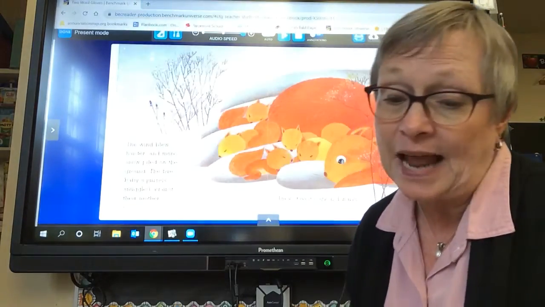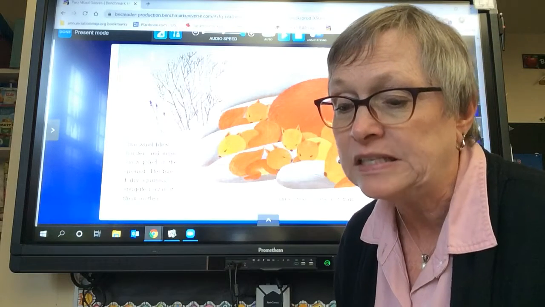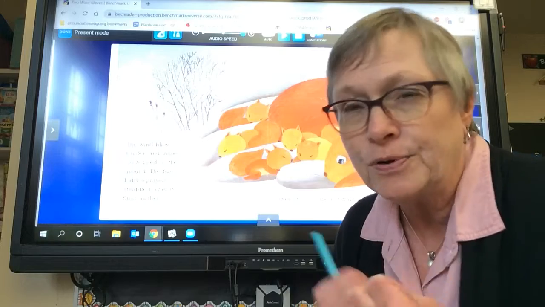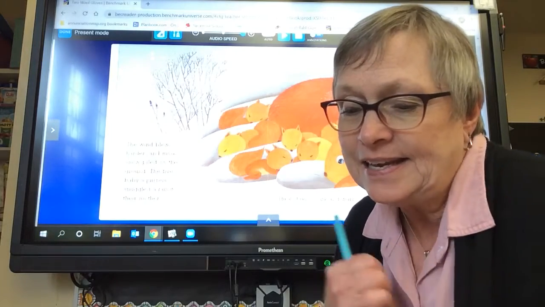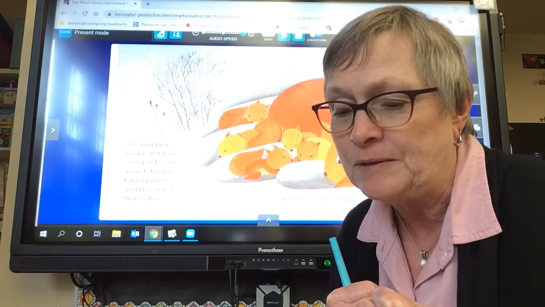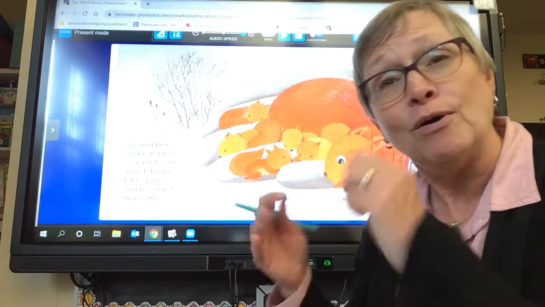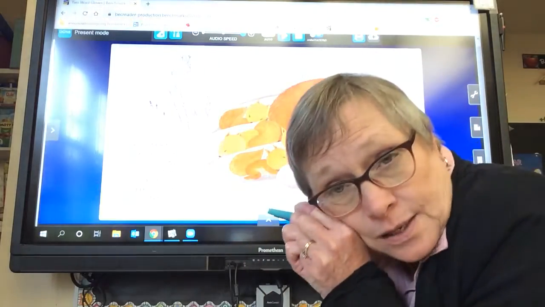Snuggled is an action word that describes what the little squirrels did to keep warm. When you snuggle, you press up close and get warm and you get comfortable. And I can act that out, right? Oh, the baby squirrels were all snuggly, right?